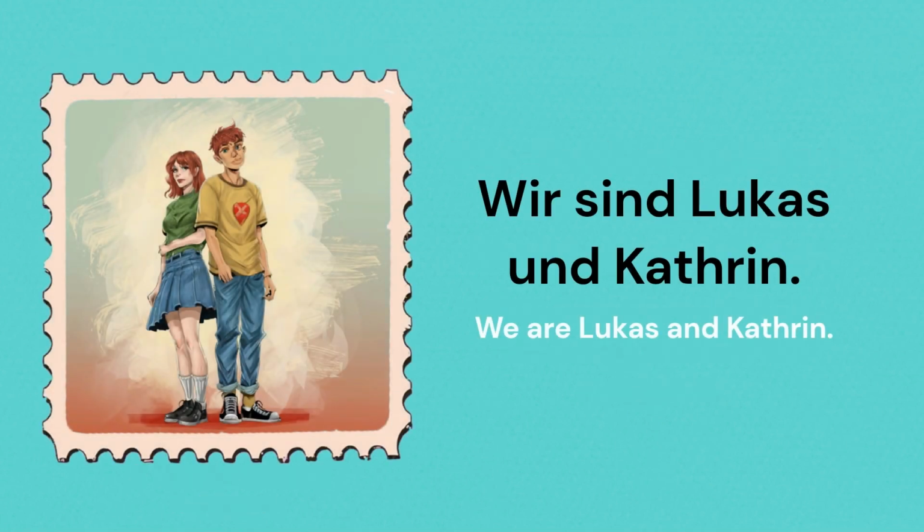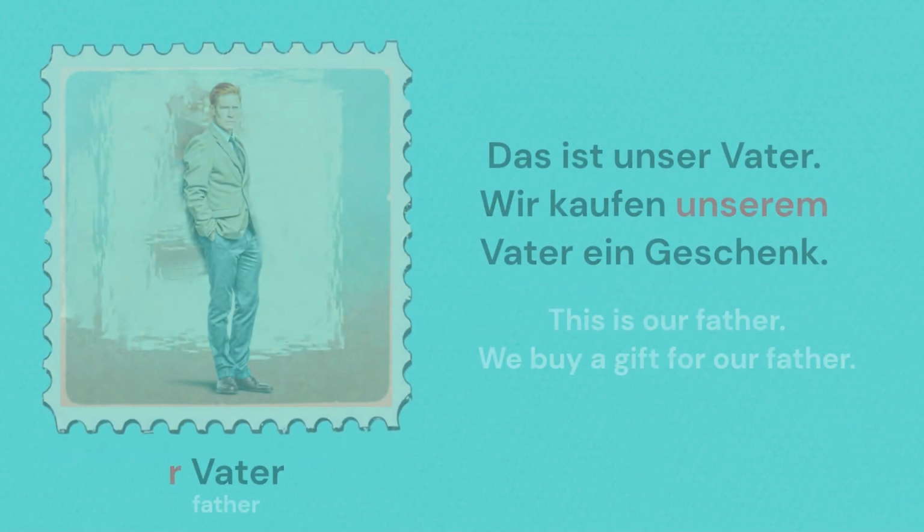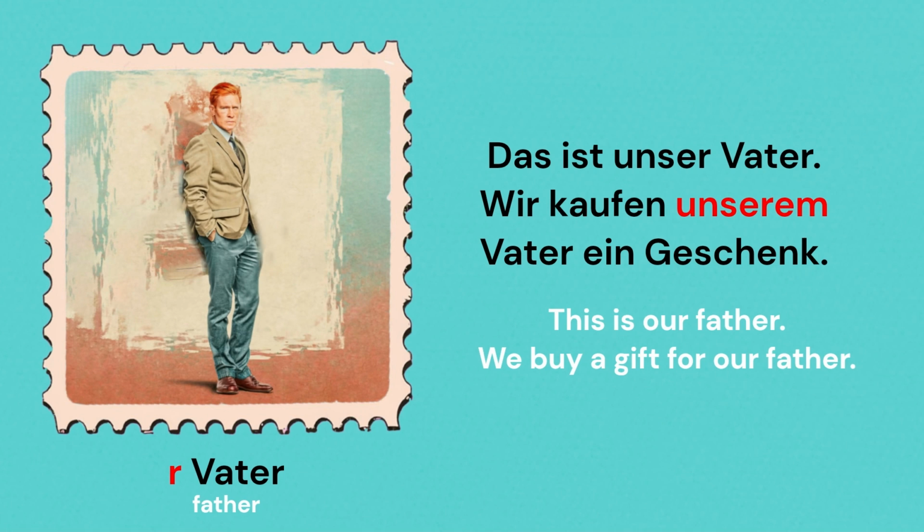Wir sind Lukas und Katharina. Do you remember what possessive pronoun is used with wir? Let's look at the first sentence. Das ist unser Vater. Wir kaufen unserem Vater ein Geschenk. Once again, since the article for Vater is der, you would use unserem in dative. And yes, the possessive pronoun for wir is unser.